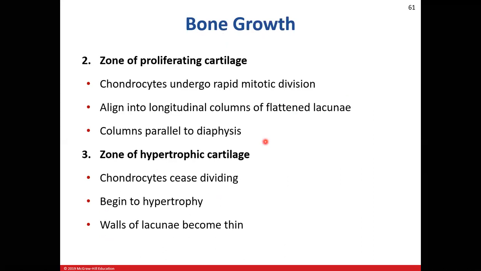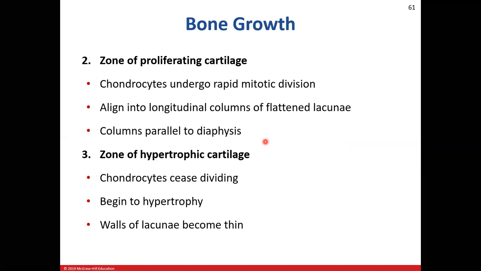Our second zone is the zone of proliferating cartilage. In this zone, the cells or chondrocytes are undergoing rapid mitotic division, so they are actually proliferating in this region. They line up into longitudinal columns of flattened lacunae, and these columns are parallel to the diaphysis.